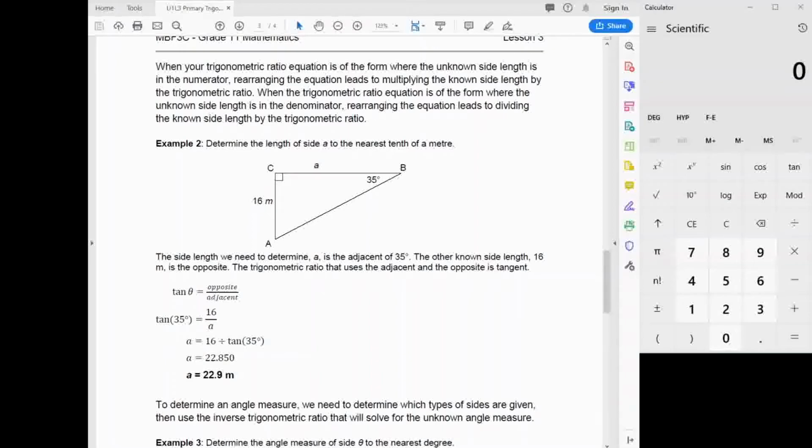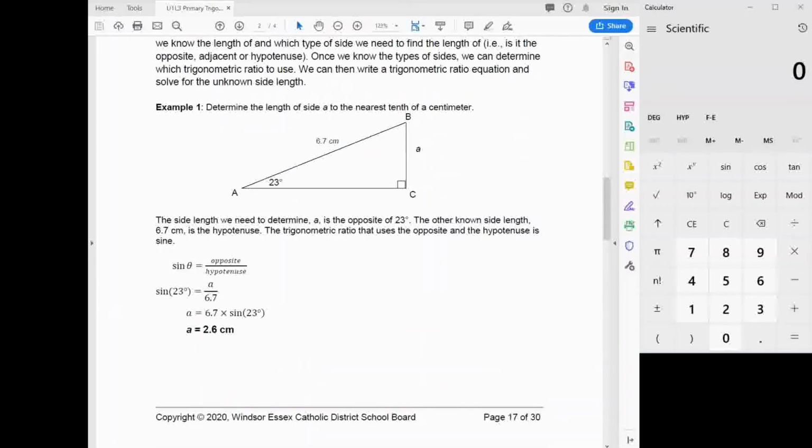And because our a is in the denominator, when I rearrange this equation, it becomes 16 divided by tan of 35 degrees. That gives us 22.850, and then rounding to the nearest tenth of a meter, we get 22.9 meters. So as a little tip, when you write this here, and we see that our a is in the denominator, then it's going to be 16 over tan of 35 degrees.